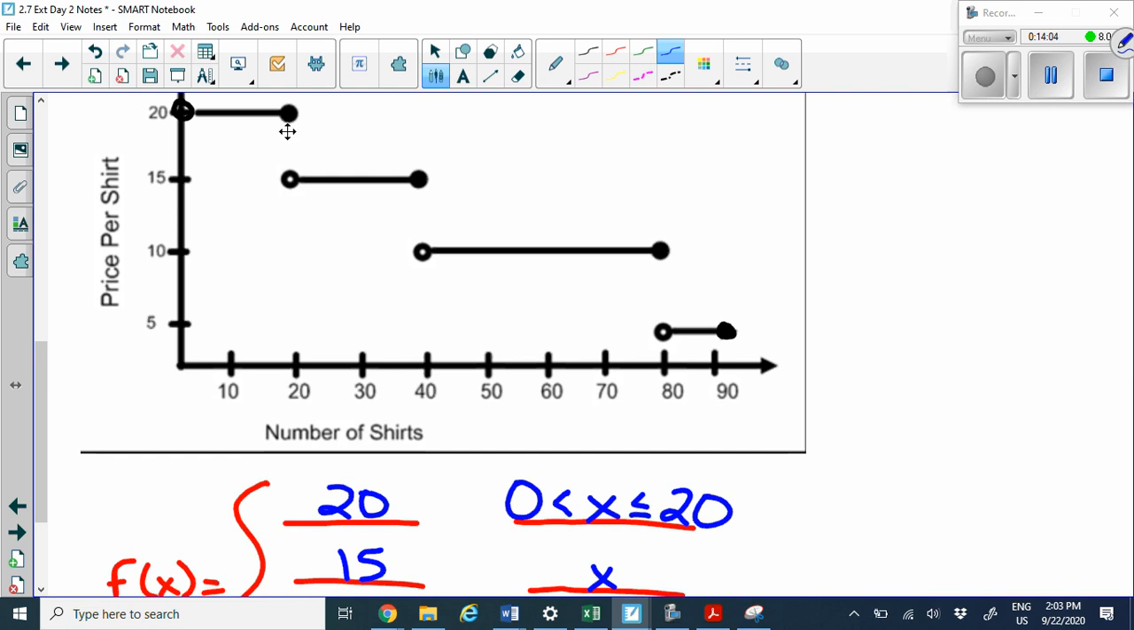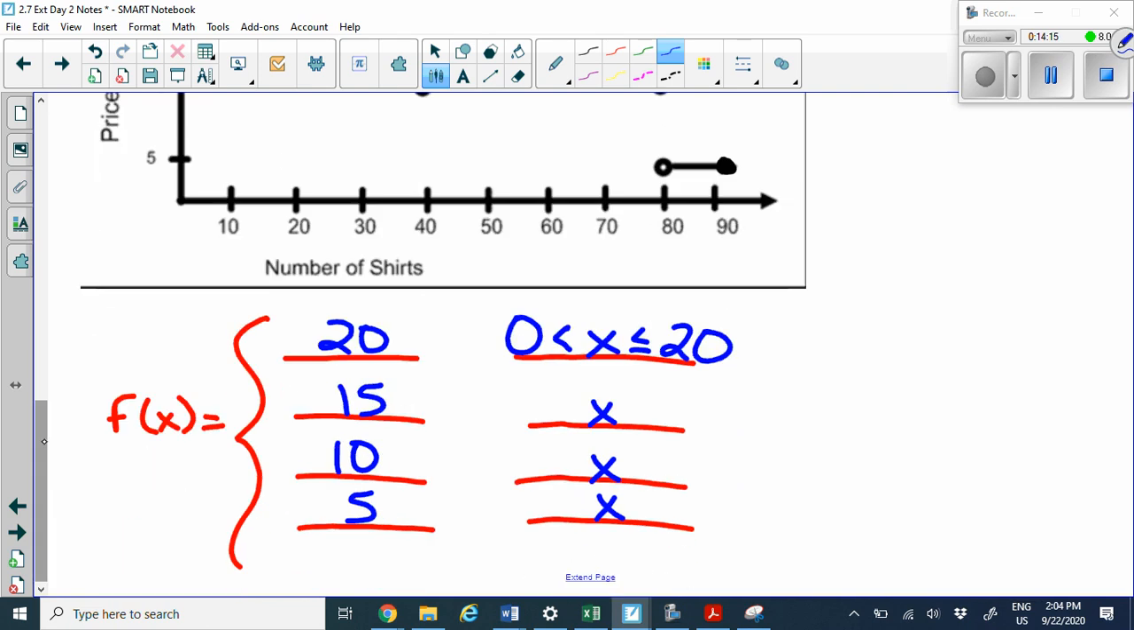Okay, let's try that for 15. So notice, we have an open circle at 20 and then a closed circle at 40. Remember, I'm looking at the x values here. So we go from smallest to biggest. So smallest is on the left-hand side, biggest is on the right-hand side.